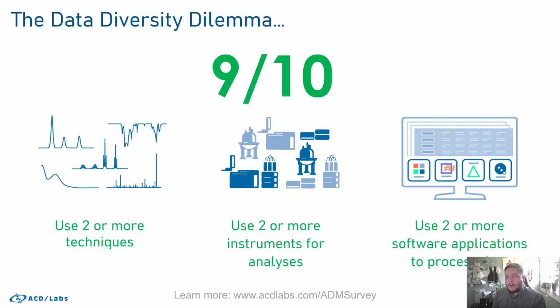Now, what's driving this? Why is there so much challenge in finding the results that we need? Data diversity is one of the biggest causes here. Over 90% of the scientists that we surveyed said that they use 2 or more techniques, 2 or more instruments for analysis, or 2 or more software applications to process their data. So that is very common. I think that's common for almost everybody who works in pharmaceutical development, where they're going to be using multiple types of data in order to verify their results.